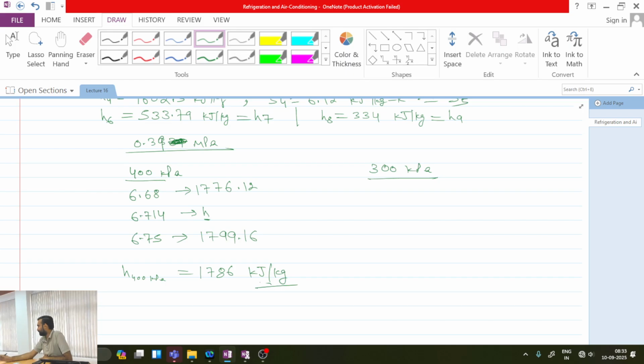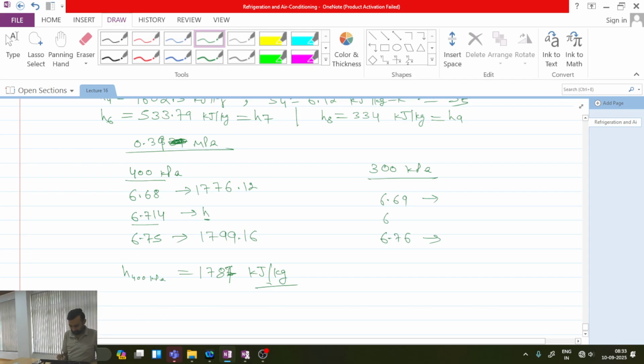Have you done two-stage interpolation in thermodynamics? Not done. So let's see over here then. At 300 kPa, now tell me, what is the smallest value corresponding to 6.714? Nearest values. One smallest, one larger. 6.69 and 6.76. Tell me the values of enthalpy.